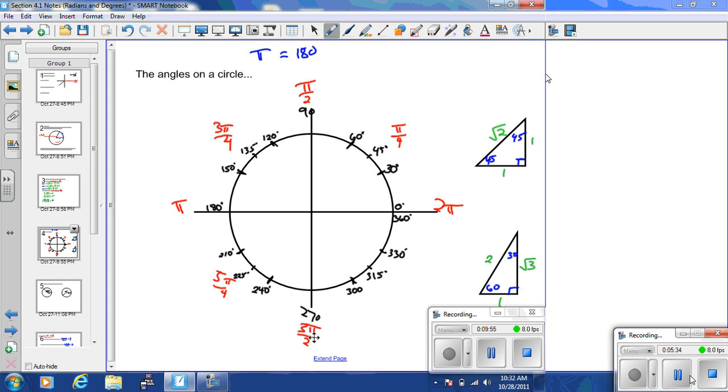We got 6 pi over 4, that's already reduced. Over here I've got 7 pi over 4, and then 8 pi over 4, but that's already taken care of. Now I'll go to the 30-degree angles.